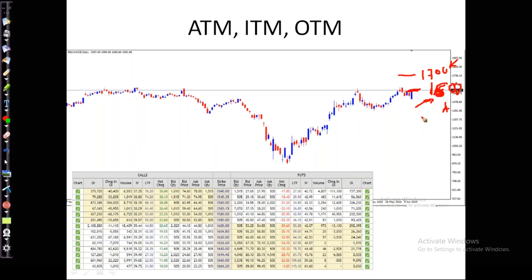Suppose the strike here is 1500, this is called in the money.